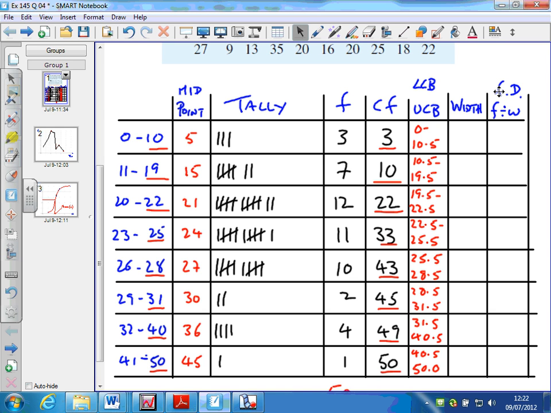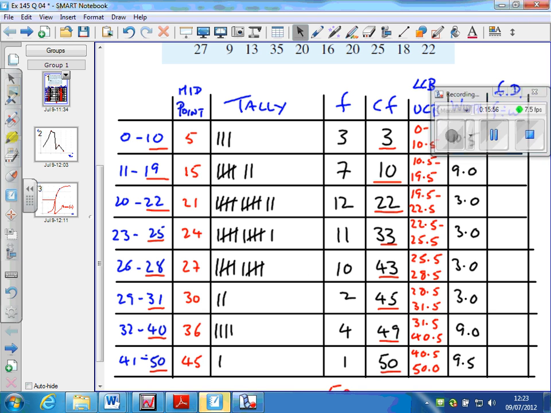What we do is, to find the width, we subtract the lower class boundary from the upper class boundary. So 10.5 minus 0, 10.5. That's the width of this group. 19.5 minus 10.5, 9.0, and so on. So we can work out the width of each group. So you can see, having put the widths in, that now we can see that between the 20 and 30 we've got quite small group sizes, width of 3, but then the outliers have much bigger group widths.